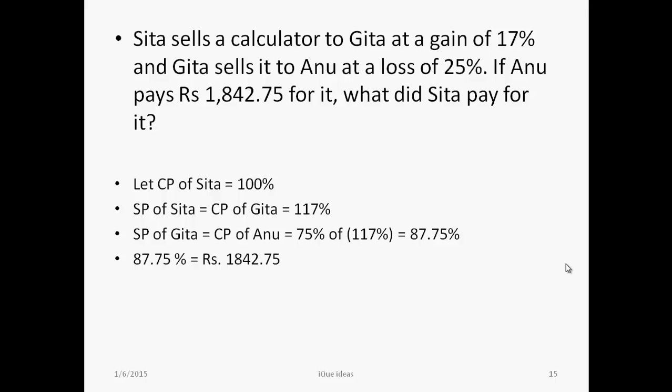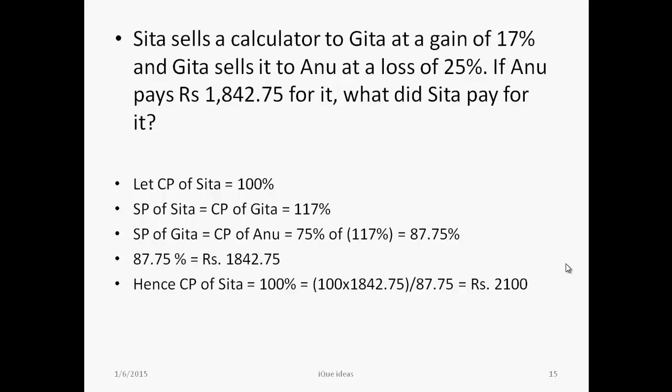1842.75. So once I know 87.75% is 1842.75, the amount that Sita paid is the cost price of Sita, which is 100%, which can be found out by basic calculation as rupees 2100. So remember, my cost price would be my cost price. But if I sell it to you, then my sale price becomes your cost price. If you sell it to a third party, then your selling price is the cost price for the third party, and so on.